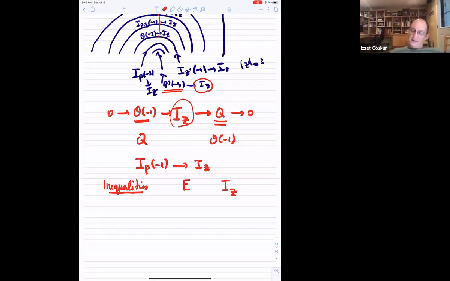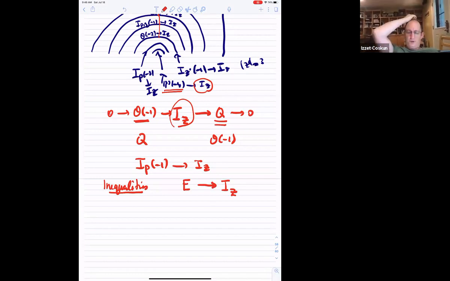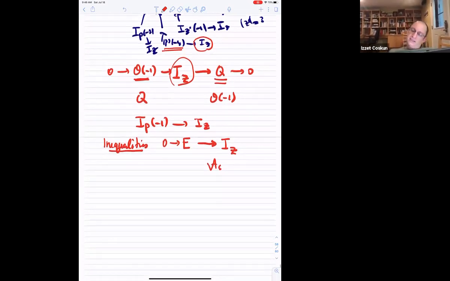You can't have a higher rank sheaf injecting into this IZ. But here you have to be careful, because we're not working in the category of sheaves. We are working in this slightly strange tilted category. So you could have, in this category, a higher rank sheaf injecting into this IZ in AS. This is, of course, not an injection of sheaves. It's just an injection in this category AS.